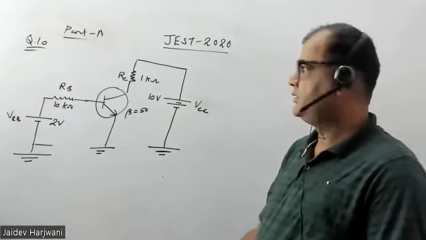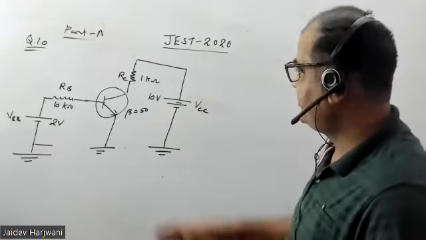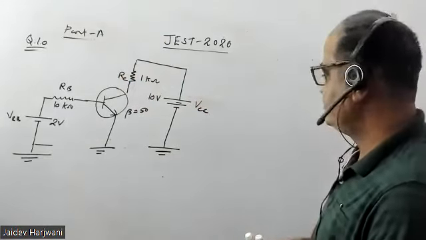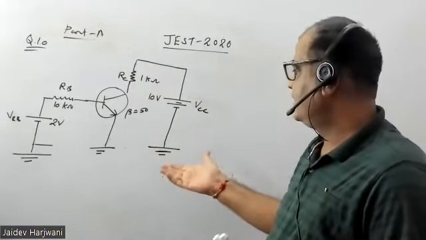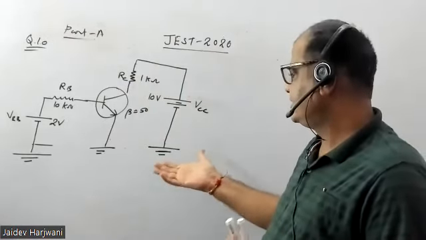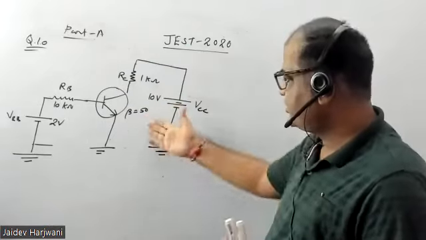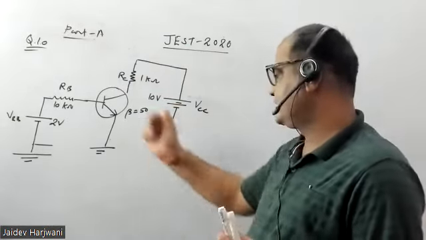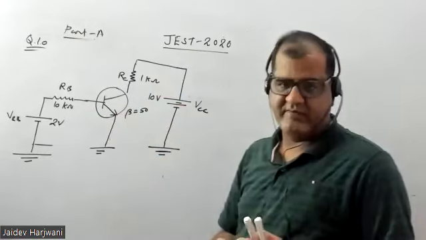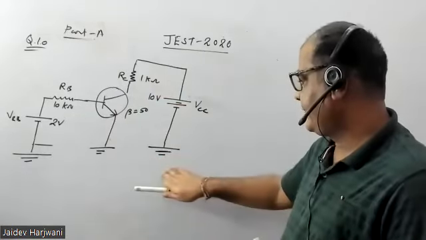Hello students, see this question, question number 10 from part A of JEST 2020. In this question, they are asking whether the transistor is in saturation or in the active region. They're also asking to calculate the value of IC.